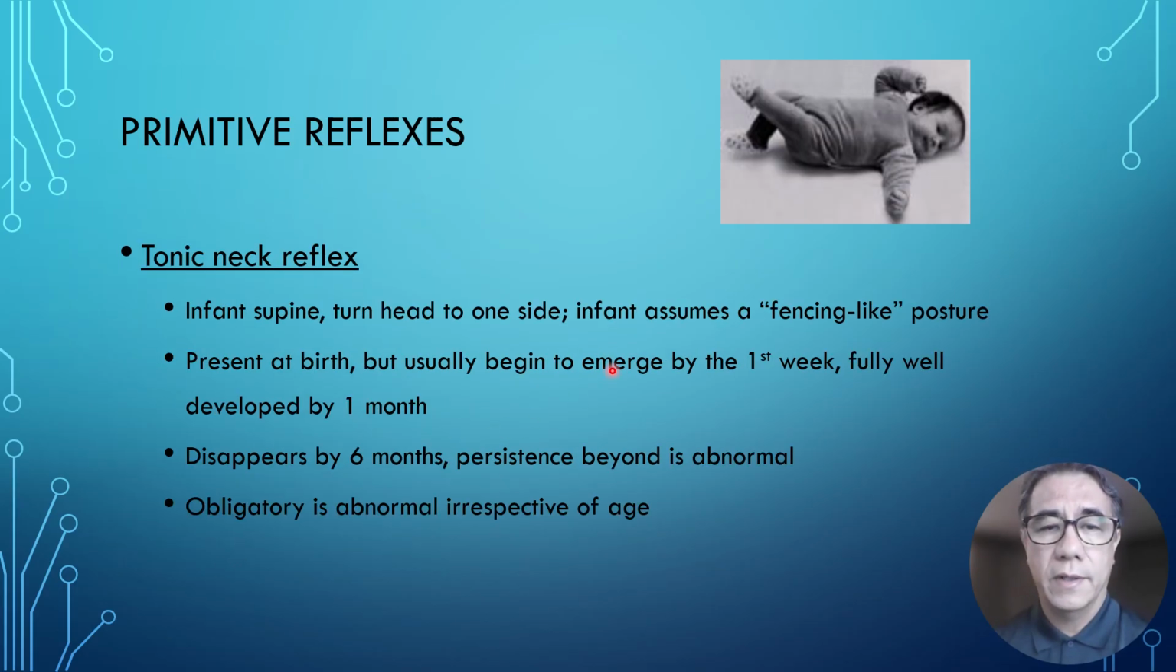The tonic neck reflex is elicited with the patient supine. You turn the head gently to one side. The infant assumes a fencing-like posture. For example, you turn the head gently, in this case towards the left. The left upper extremity extends and the right upper extremity flexes like so, like a fencer's posture. It is present at birth, emerges by 1 week, fully developed by 1 month, but should disappear by 6 months of age.